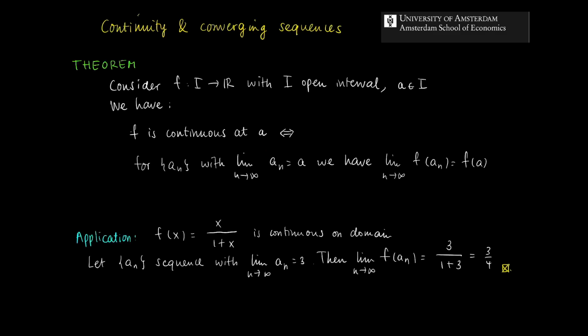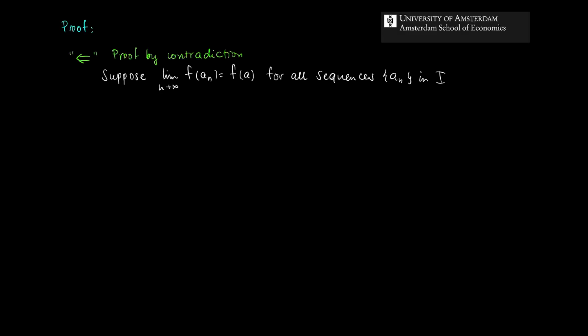All right, so this is a little bit more subtle, and we're going to use the technique of a proof by contradiction. So we use a proof by contradiction, which means suppose we have the limit of f(a_n) as n to infinity equals f(a) for all sequences a_n that converge to a, right? Suppose we have this condition, right? But on the contrary, suppose that f is not continuous at a.